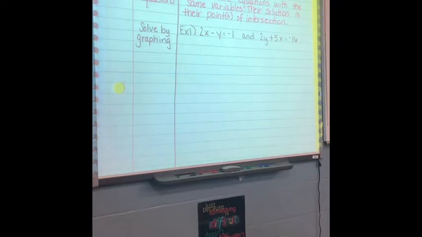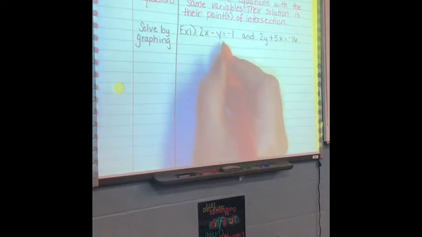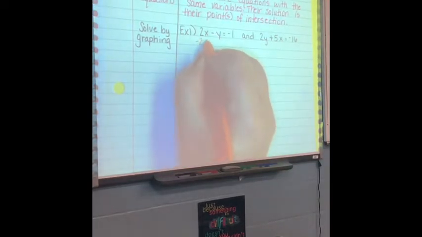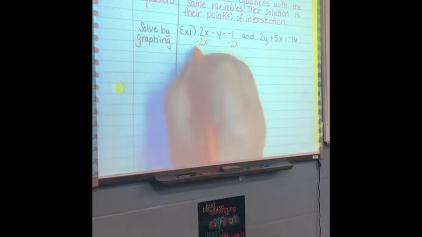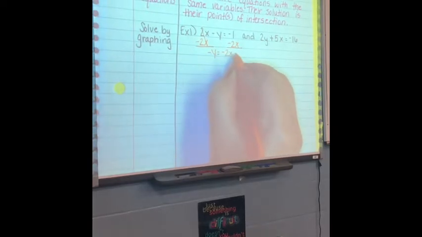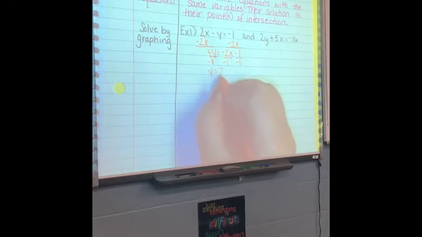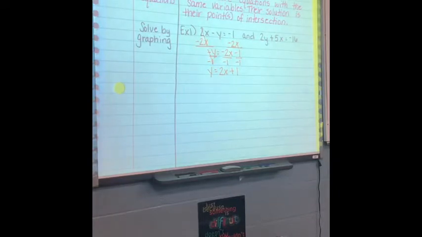Okay. All right. So solving by graphing, we have to start by getting our equations into slope-intercept form. So we can get it into y equals mx plus b. So I'm going to solve for y. So I'm going to get y by itself. Subtract 2x from both sides. And then I'm going to divide by the negative 1. So when I do that, I get y equal to 2x plus 1. So that's one equation.